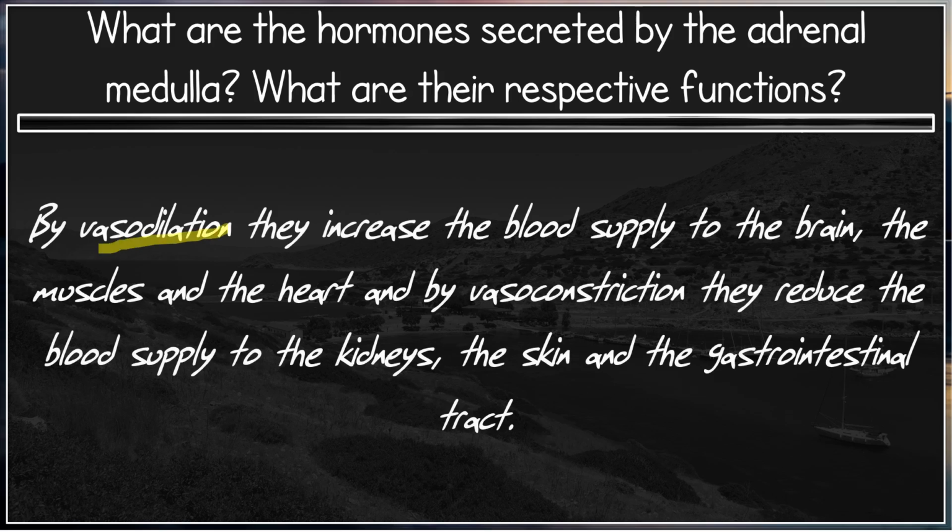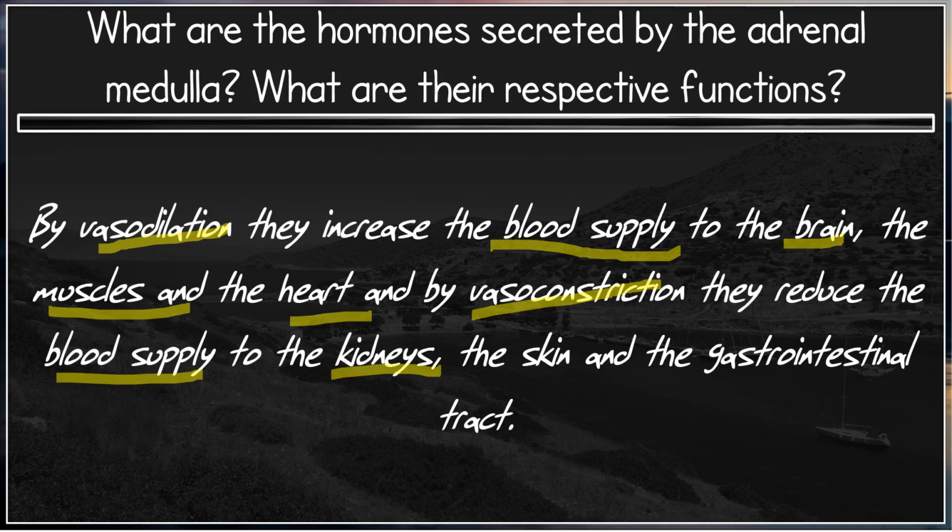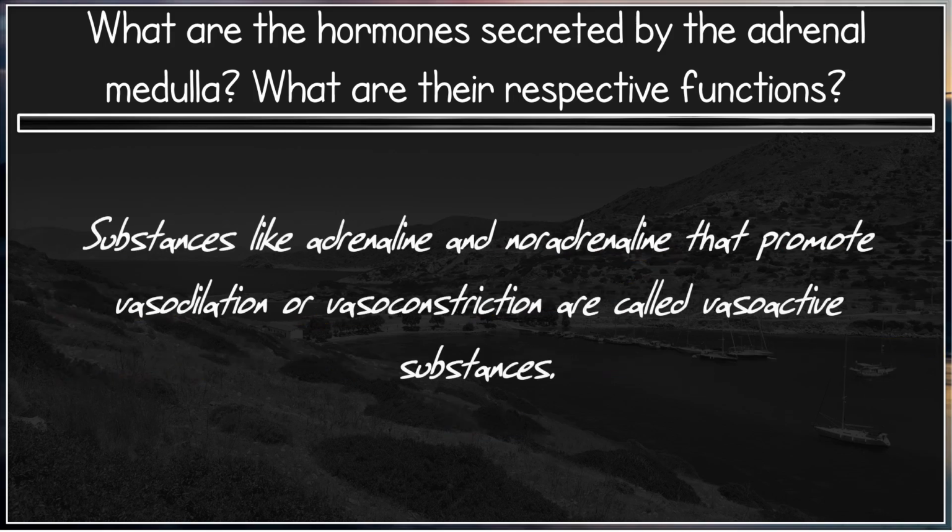By vasodilation, they increase the blood supply to the brain, the muscles, and the heart. By vasoconstriction, they reduce the blood supply to the kidney, the skin, and the gastrointestinal tract. Substances like adrenaline and noradrenaline that promote vasodilation and vasoconstriction are called vasoactive substances.